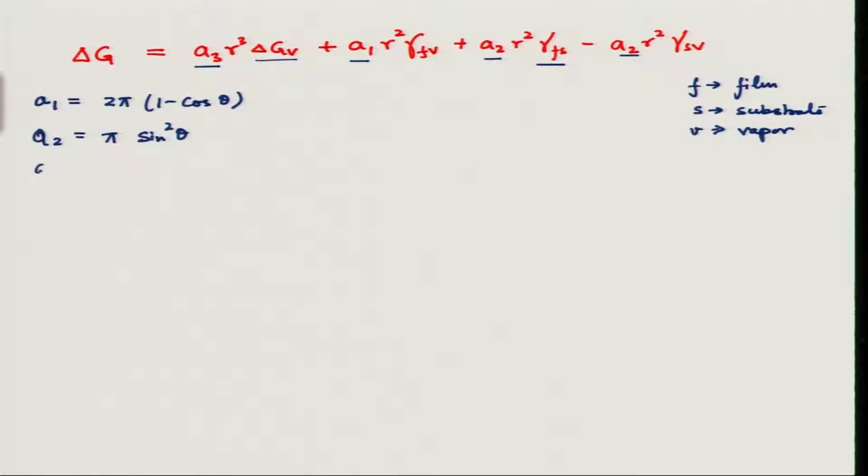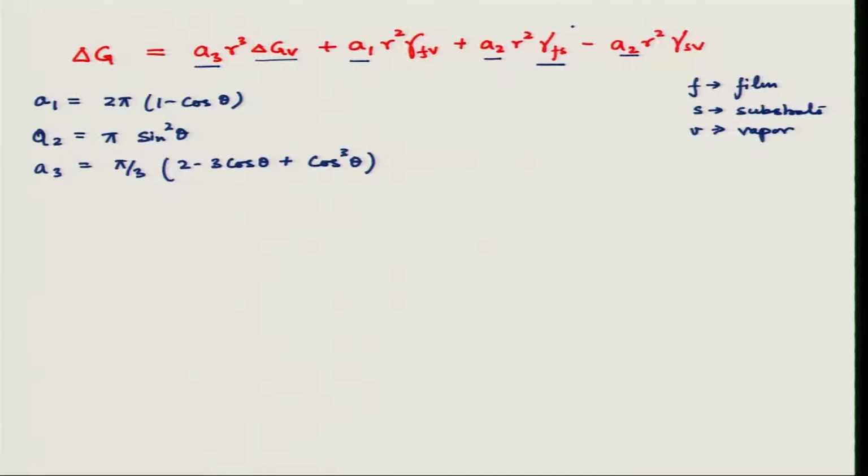And A3 is given by pi by 3 times (2 minus 3 cos theta plus cos cube theta), which is multiplied by R cube, the volume. So, this is the total energy change when a nucleus which forms an angle theta from the substrate is formed.